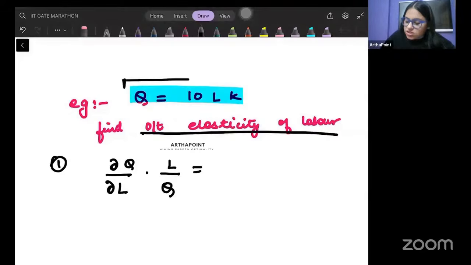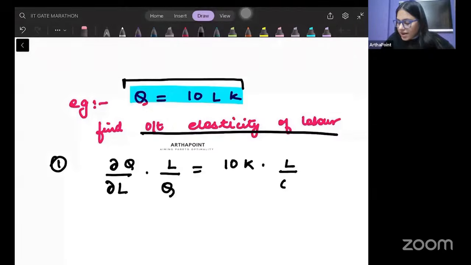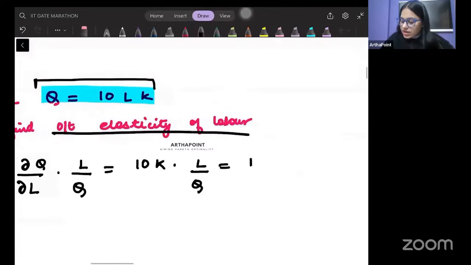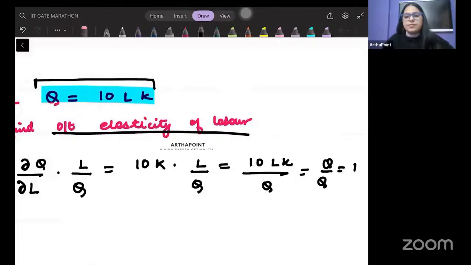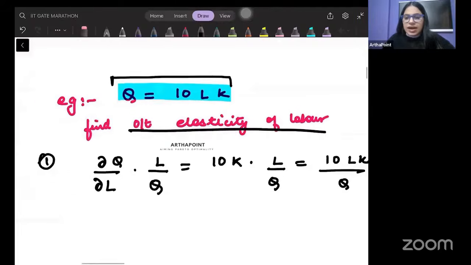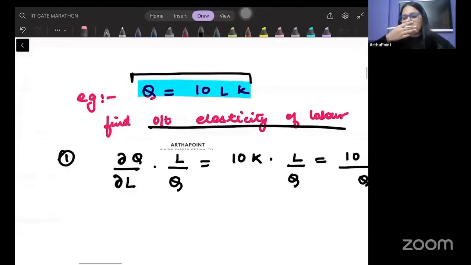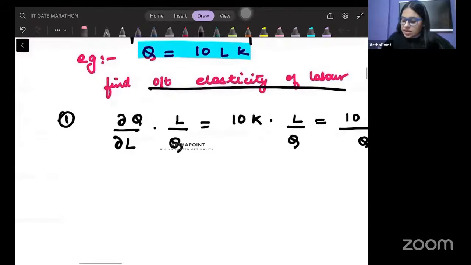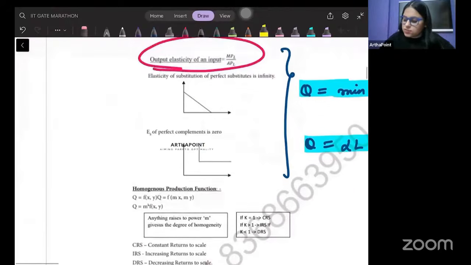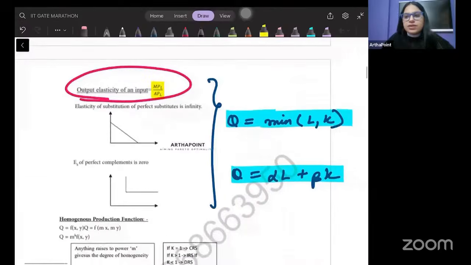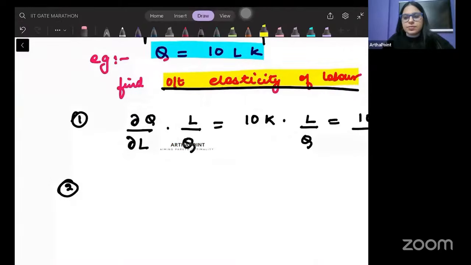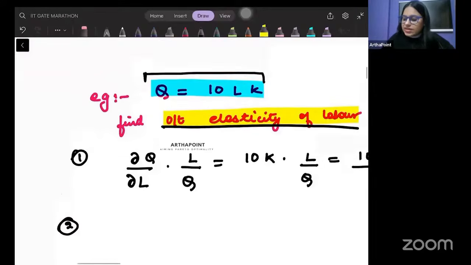So if I differentiate this with respect to L, I will get 10K into L by Q. So this becomes 10 LK by Q, Q by Q, which is 1. So that is one way, simple. I am just using the basic formula of output elasticity of labor. Second formula: it is asking me to calculate output elasticity of labor, and it can be calculated using marginal product of labor divided by average product of labor. Okay, try it and see. You will get the same answer.